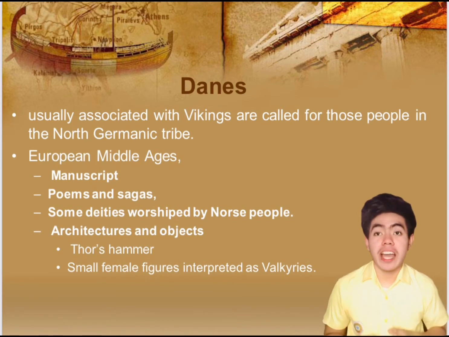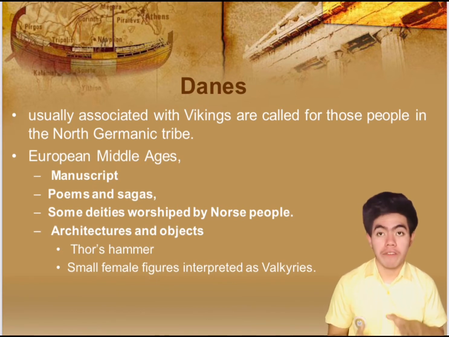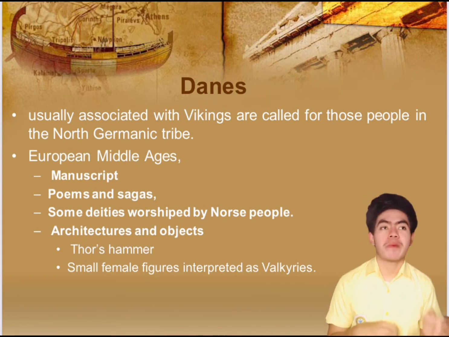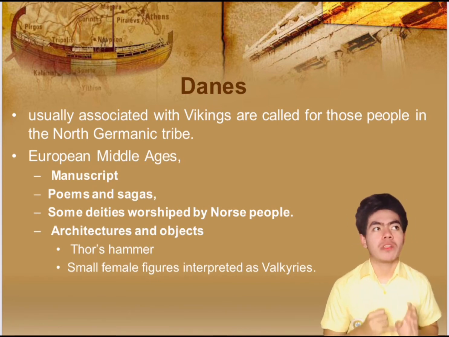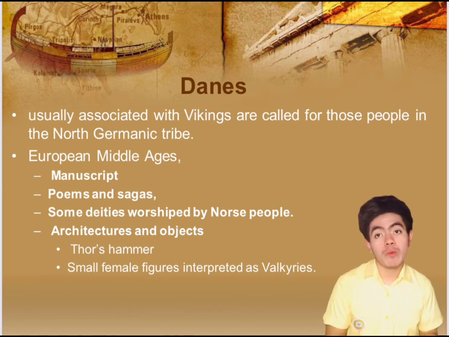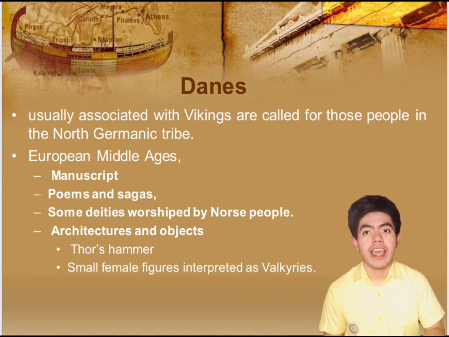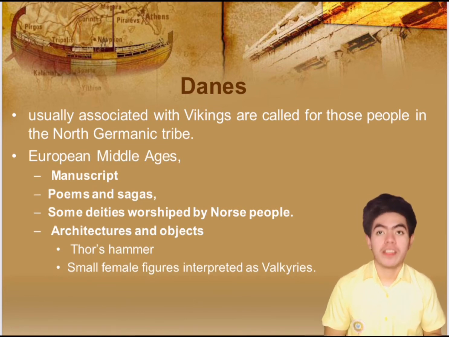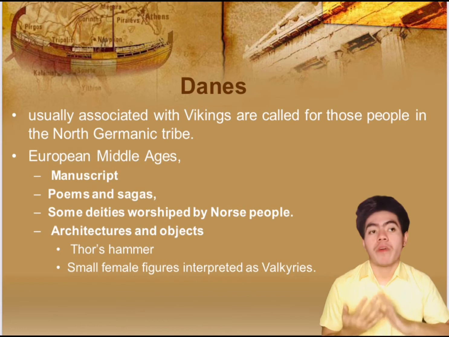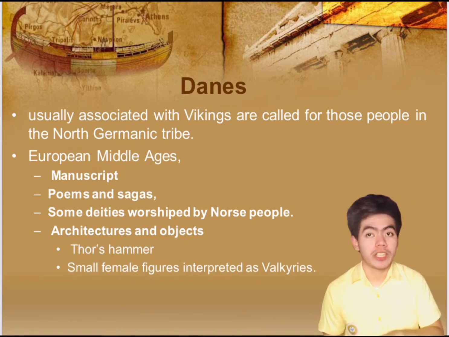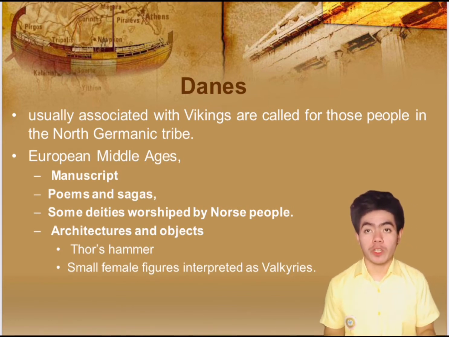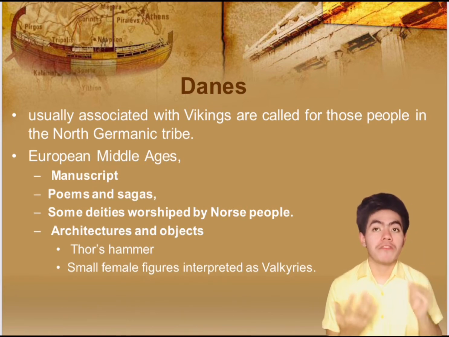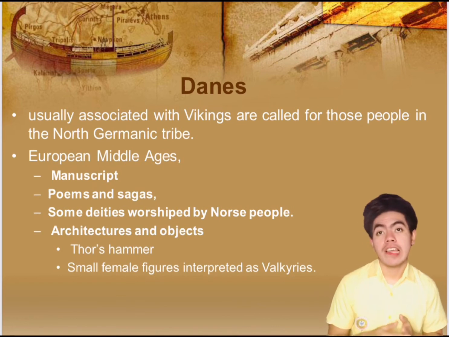There's actually no exact explanation of how Norse mythology ever started, but during the European Middle Ages, they found some manuscripts that talk about their dialects, some poems, and some sagas, and some deities that were worshipped by Norse people. They also found some architecture and some objects that talk about Norse mythology, and it includes Thor's hammer and small female figures interpreted as Vikings.